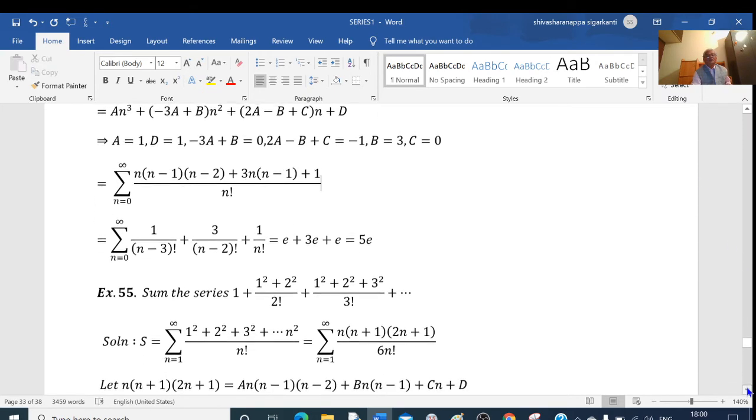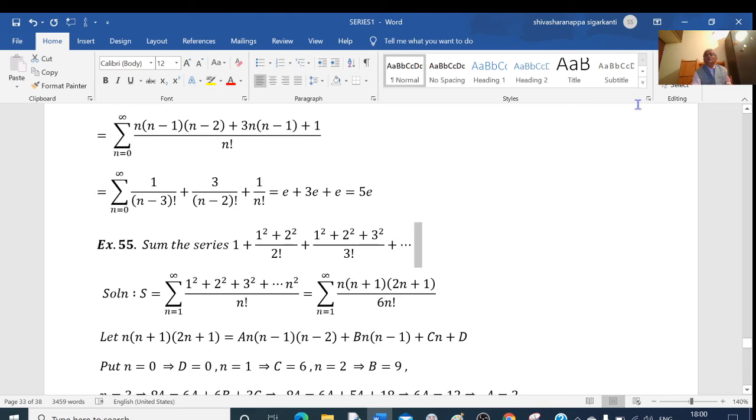Next example. Sum the series 1 plus (1 squared plus 2 squared) by 2 factorial plus (1 squared plus 2 squared plus 3 squared) by 3 factorial plus and so on. Now we write this in summation form. The denominator is some factorial. If I write n factorial, then in the numerator I have to write 1 squared plus 2 squared plus 3 squared up to n squared.